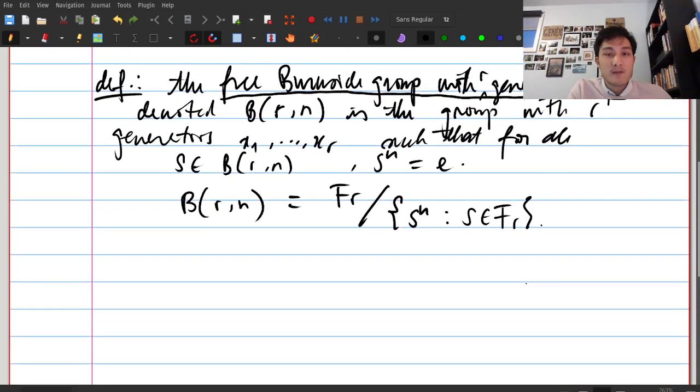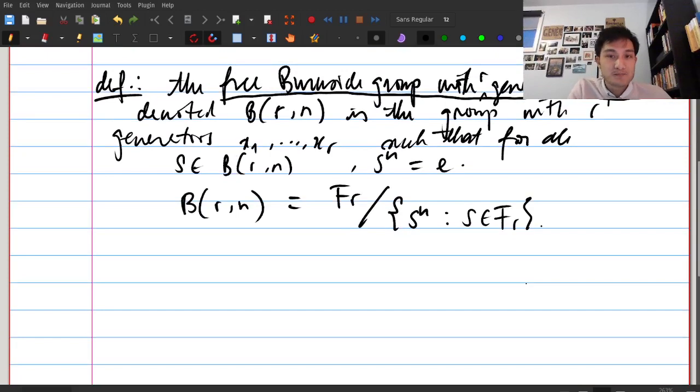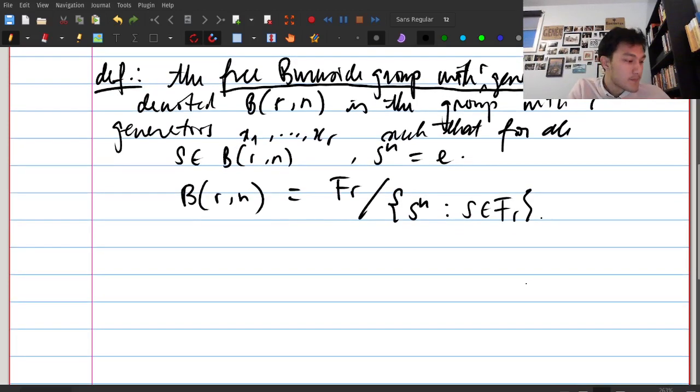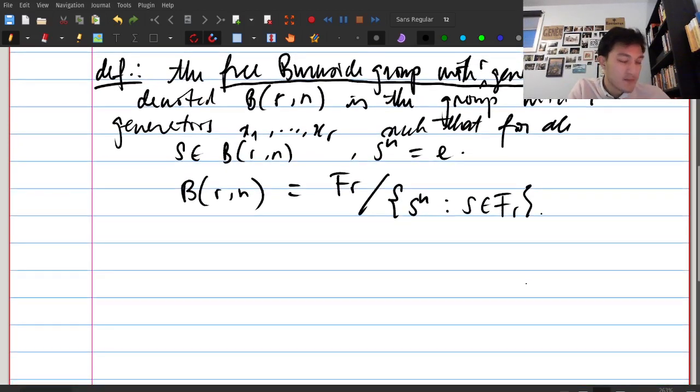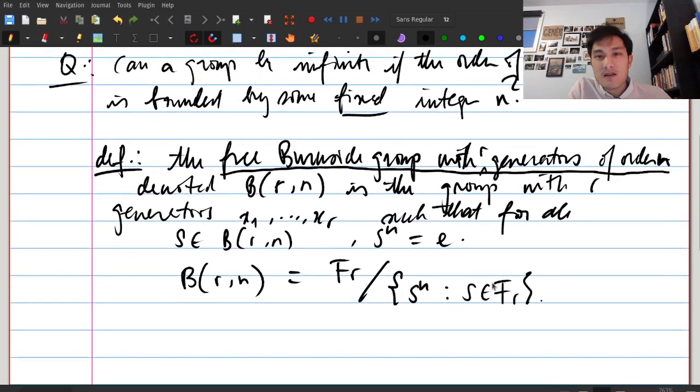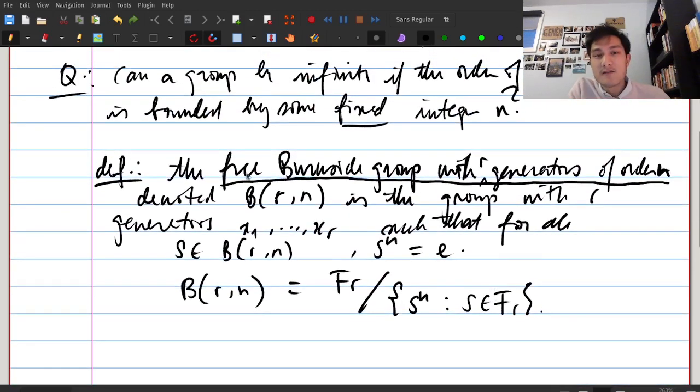Okay, so that's the free Burnside group with R generators of order n. And the Burnside problem. So of course, this is the free Burnside group. But hang on, what did I say? I remember there was a note about this. I forgot to write it down in my paper notes.